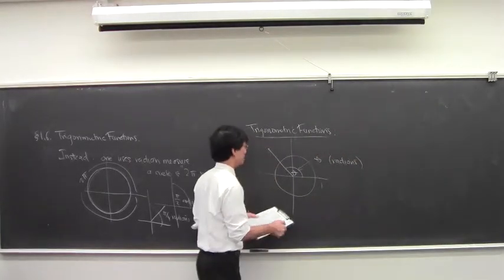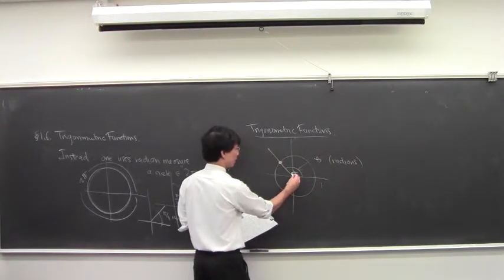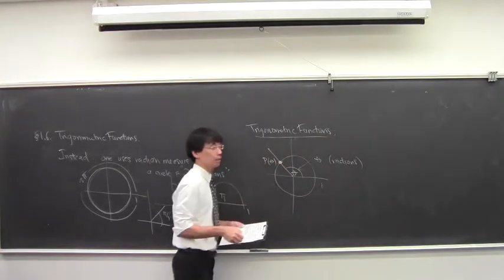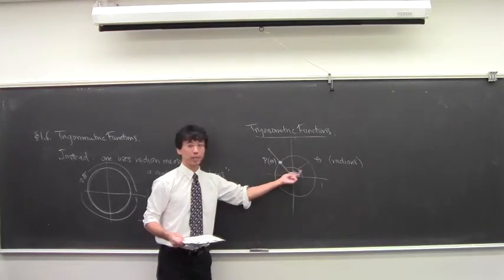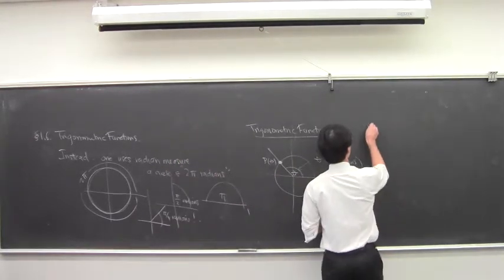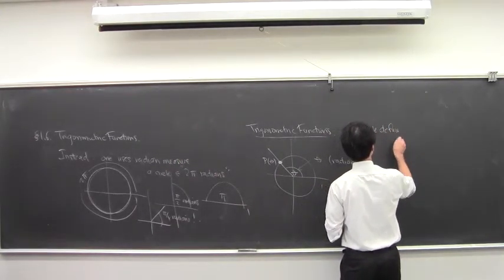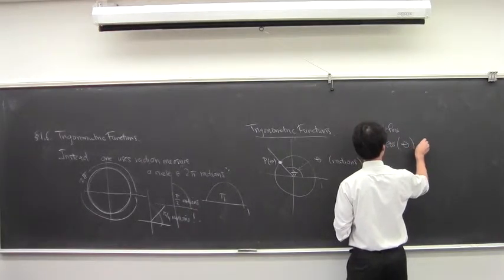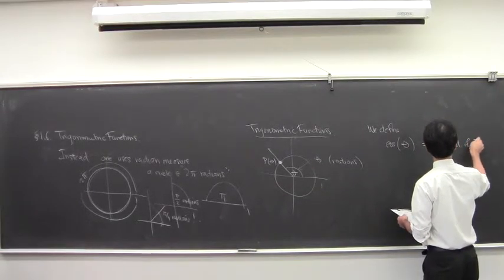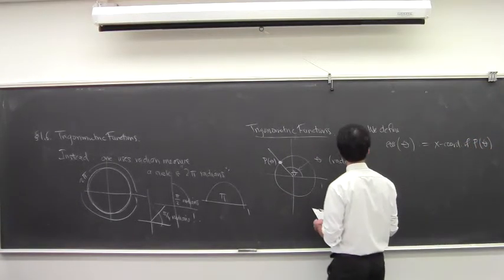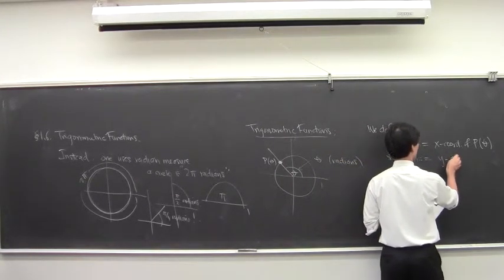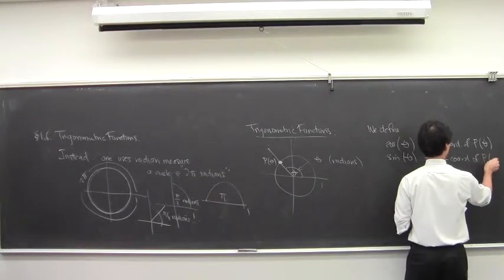Look at where this ray hits the unit circle and call that point P theta, the point at angle theta. We define the cosine of theta as the x-coordinate of P theta. We define the sine of theta as the y-coordinate of P theta.